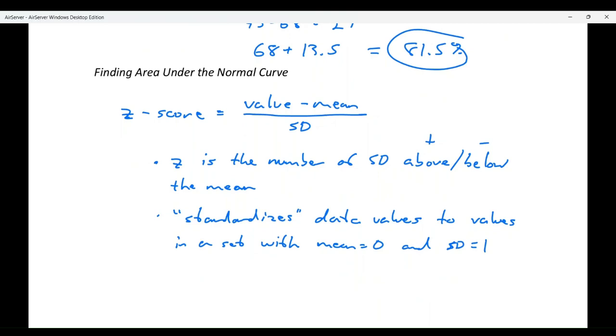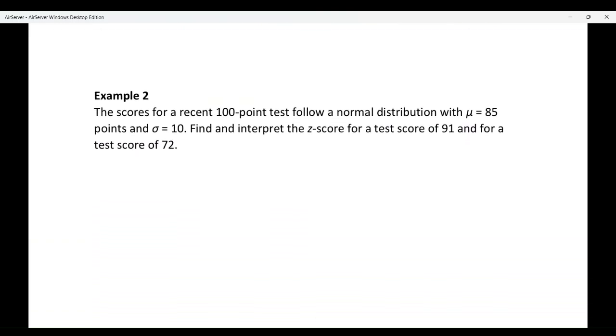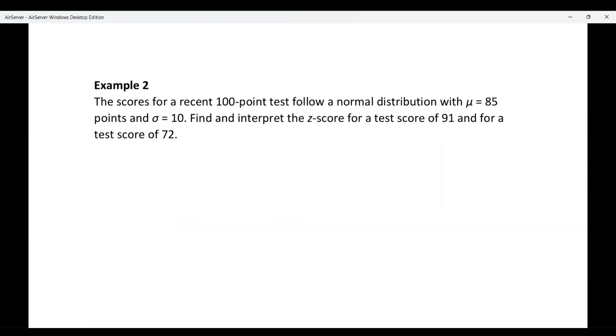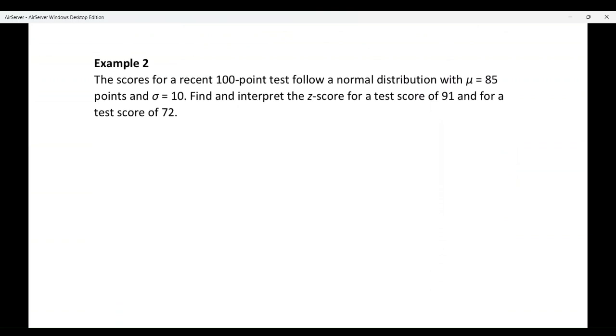And like I said, we'll see an example of that in just a little bit. All right, let's go ahead then and take a look at how we find z in an actual application, and then we're going to use that to step into finding area under the curve.